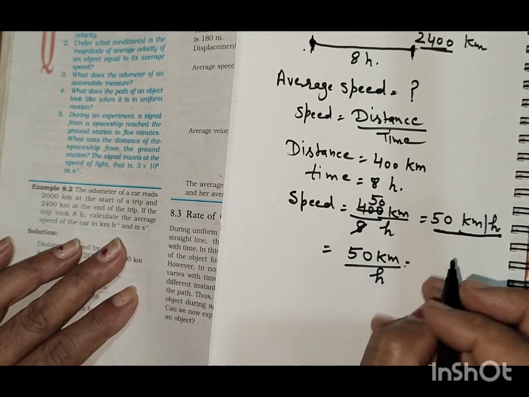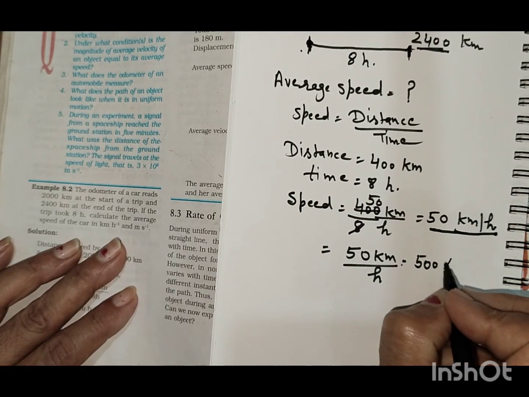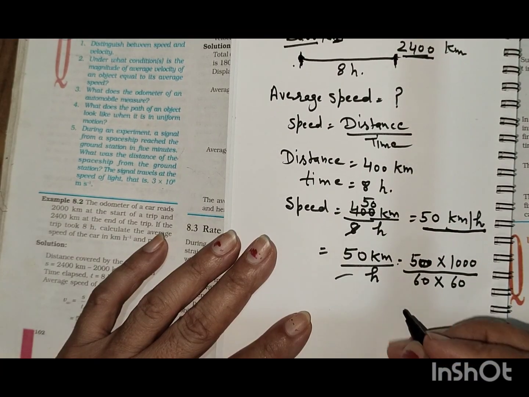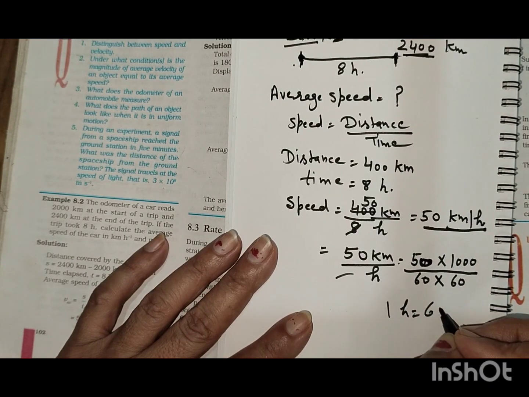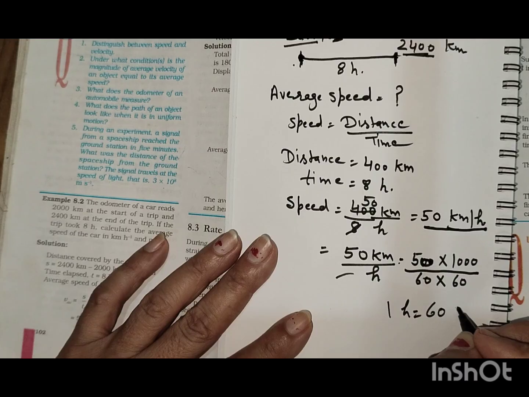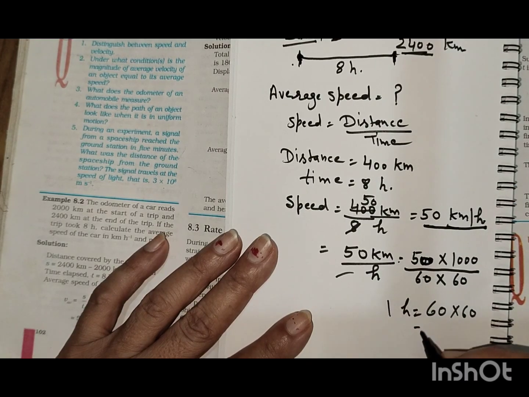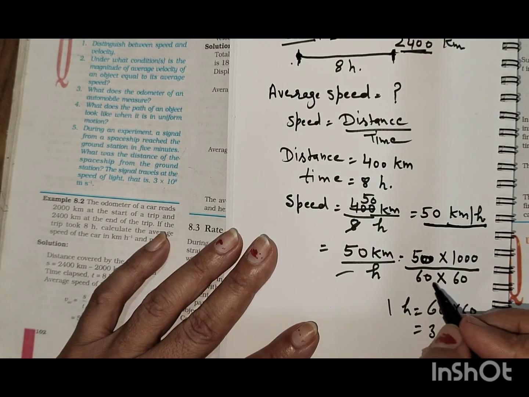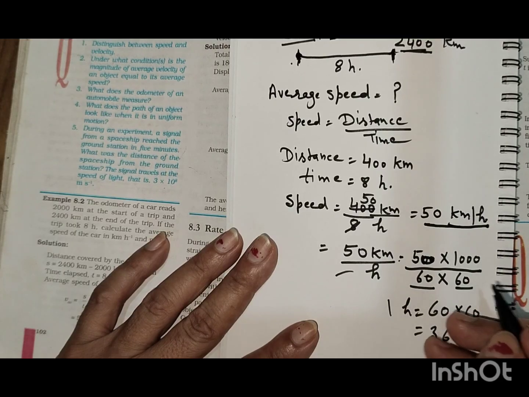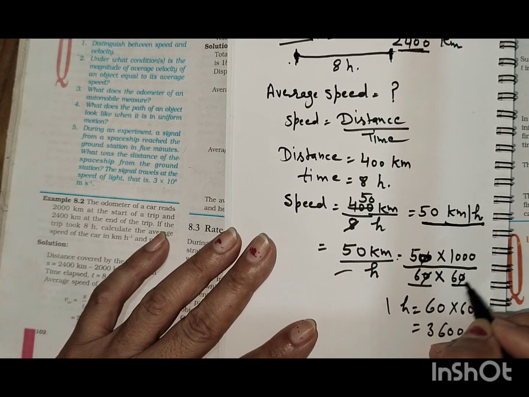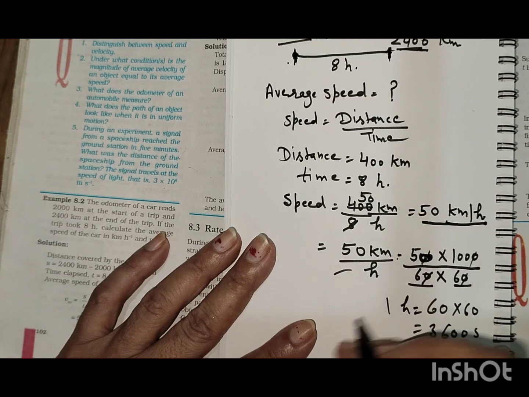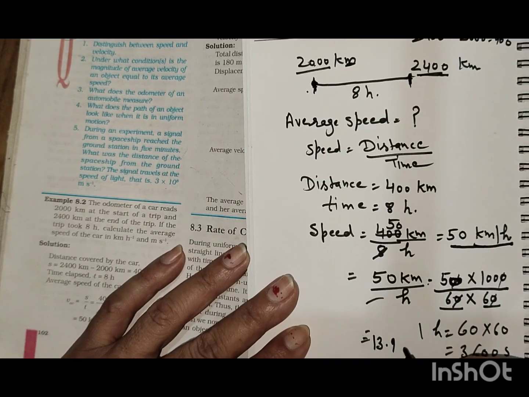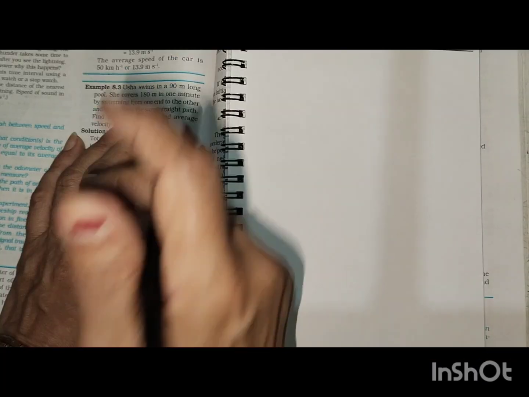How many meters are in a kilometer? That is 1000. An hour is equal to 60 minutes, and 1 minute is equal to 60 seconds. Then 1 hour is equal to 3600 seconds, or you can write 60 into 60. Now you can solve from here, and after cutting you get the result, which is about 13.9 meter per second.